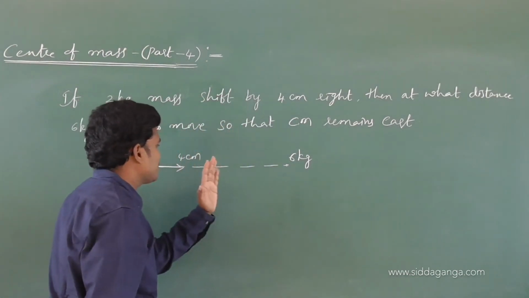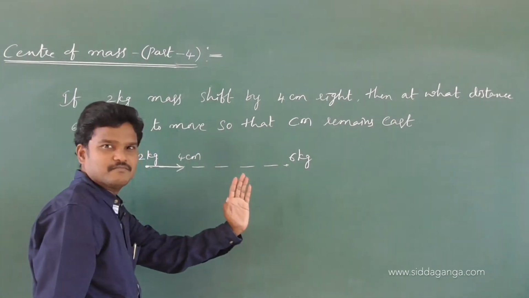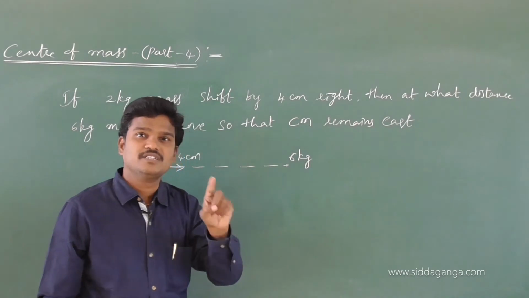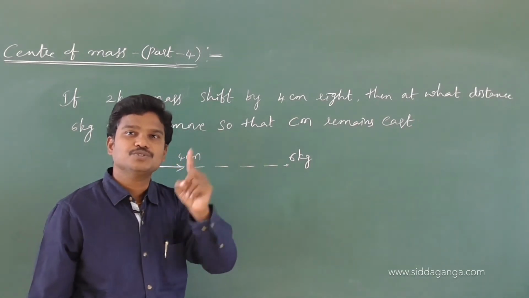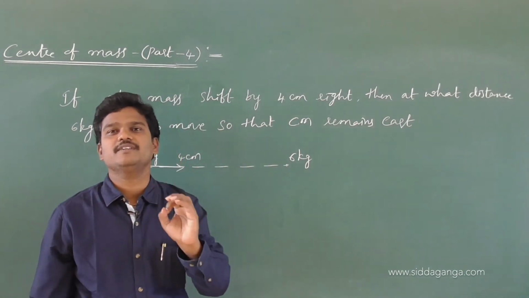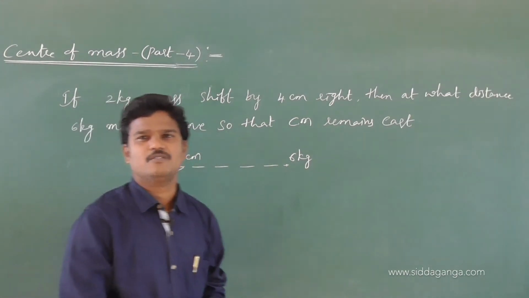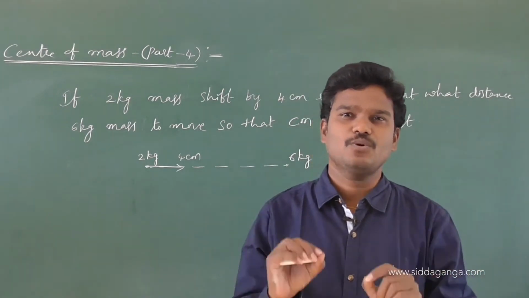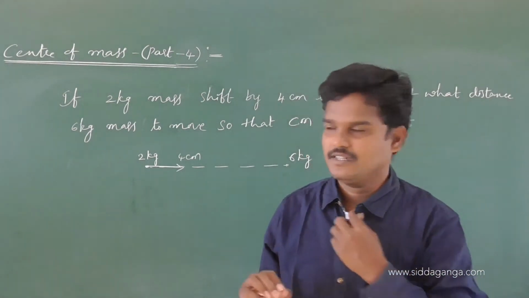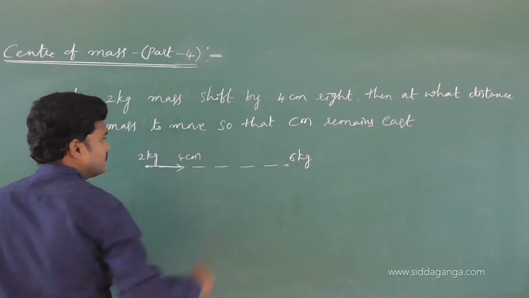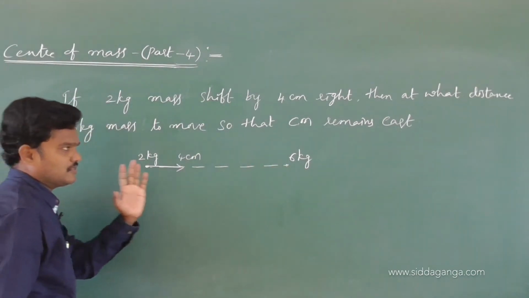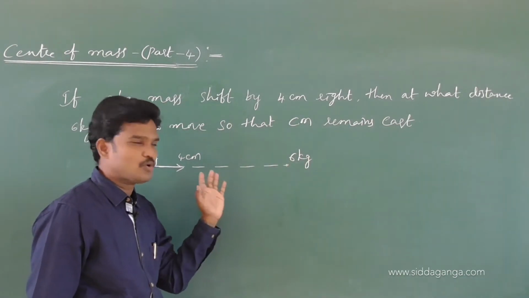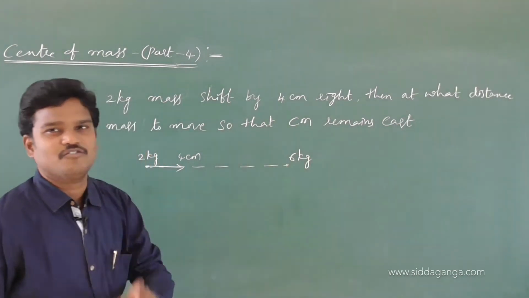If 2 kg shifts right by 4 centimeter, then at what distance do we have to move this 6 kg so that center of mass remains at the same position? Center of mass remaining at the same position means there is no change in center of mass. Now we have to move the 6 kg mass, whether to the right side or left side. So this is a problem based on shift in center of mass.